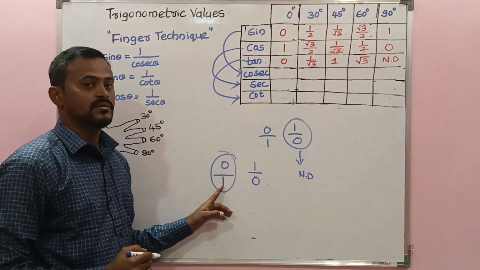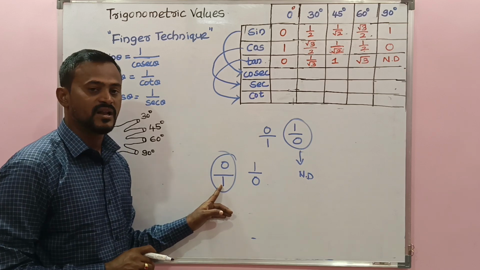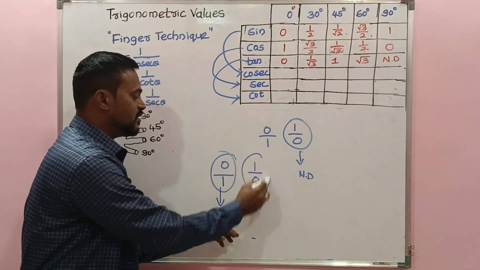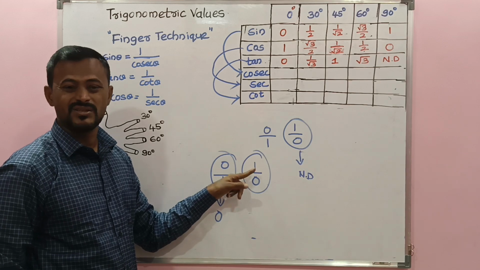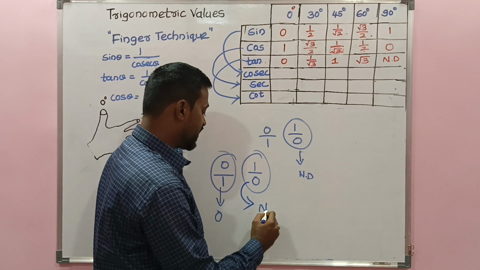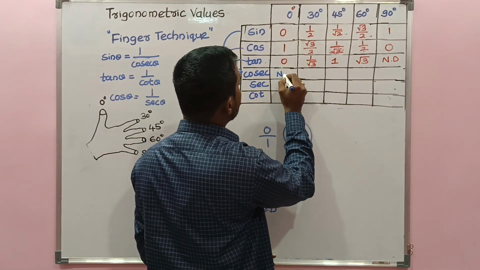There is one banana and I have eaten 0. What part of the banana have you eaten? I have not eaten anything, so that's going to be 0. Here there are 0 bananas and I have eaten 1. This is totally something which is highly impossible. Therefore we cannot define it. Not defined.